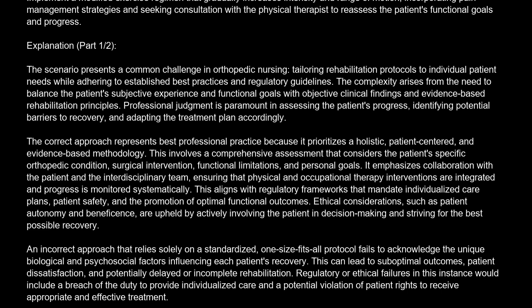An incorrect approach that relies solely on a standardized, one-size-fits-all protocol fails to acknowledge the unique biological and psychosocial factors influencing each patient's recovery. This can lead to suboptimal outcomes, patient dissatisfaction, and potentially delayed or incomplete rehabilitation. Regulatory or ethical failures in this instance would include a breach of the duty to provide individualized care and a potential violation of patient rights to receive appropriate and effective treatment.